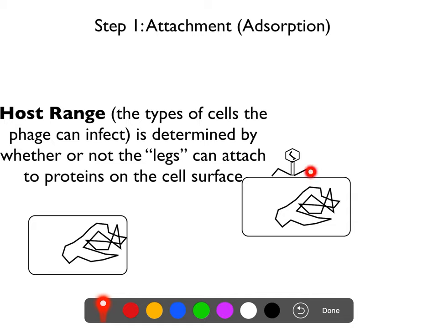It sticks by binding to specific proteins on the surface of the cell. So if this is a virus that can only affect gram negatives, it might land on proteins that are on the surface of E. coli and it'll stick. Whereas if it hits Staphylococcus, it just won't stick. And if it doesn't stick, it can't infect them. So this is the first thing that determines host range, whether or not a virus can infect a particular type of cell. Can it stick to it?